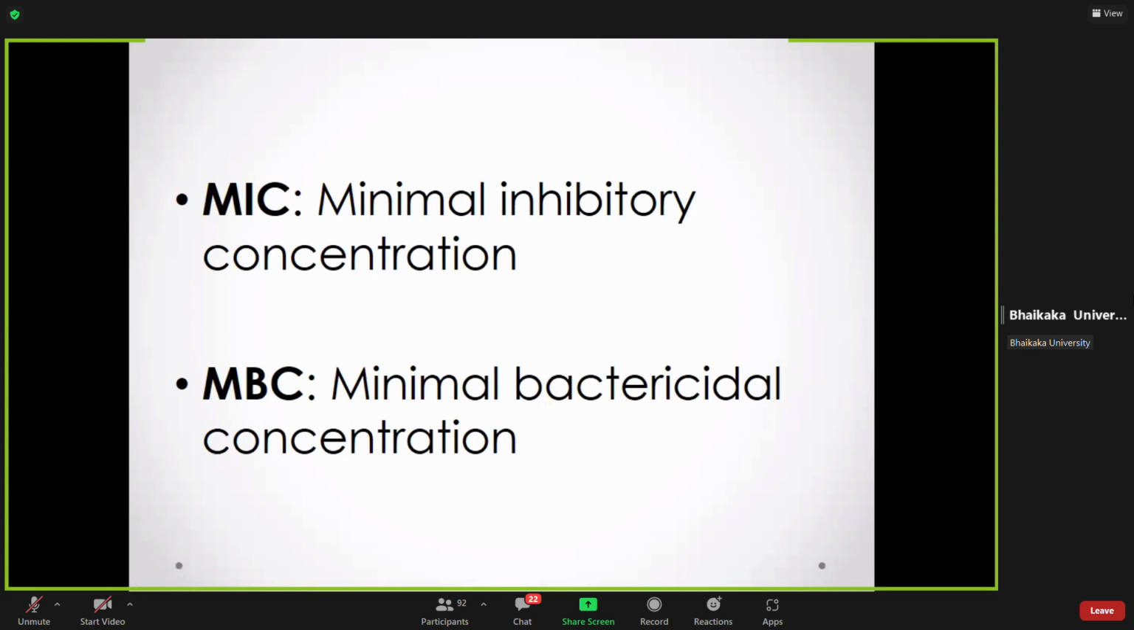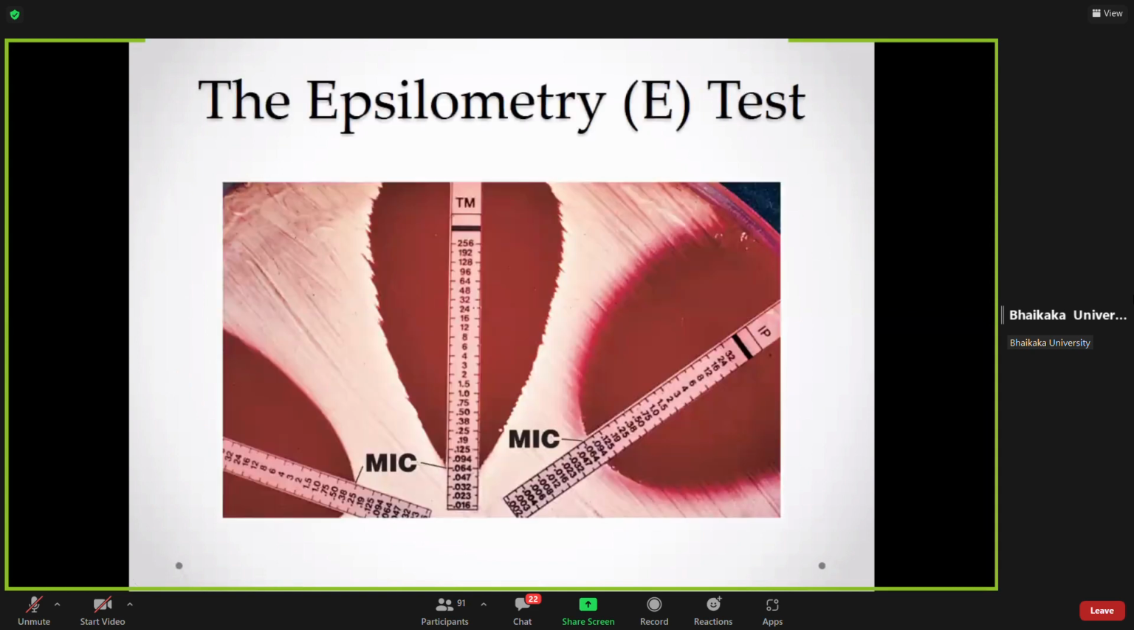MBC is the minimum bactericidal concentration. That is the concentration at which one particular antibiotic will kill that particular organism. So that MBC also needs to be taken care of well.